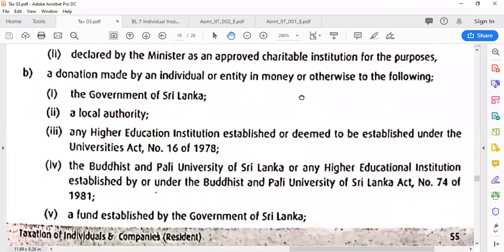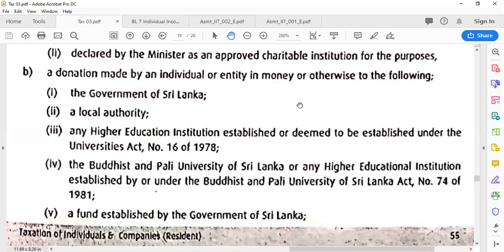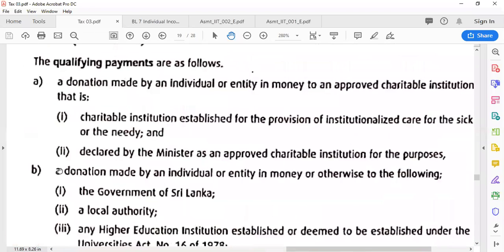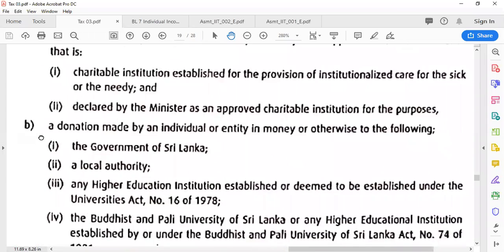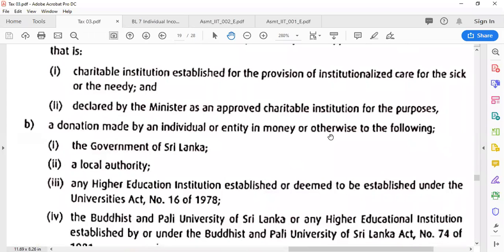A means a donation in terms of money for an approved charity. Second type of donation is to the government, right? Here, a donation made by an individual or entity in money or otherwise to the following. So the section B, right? Section A will consider only money, but section B considers both money or otherwise. So you can provide money or milk powder, furniture, houses, land, whatsoever. It can be considered as a qualifying payment.